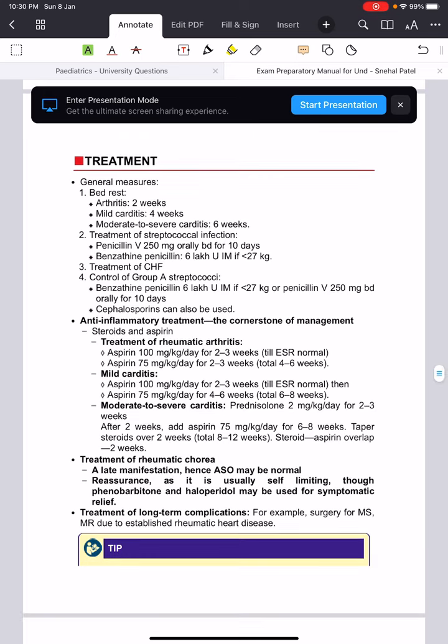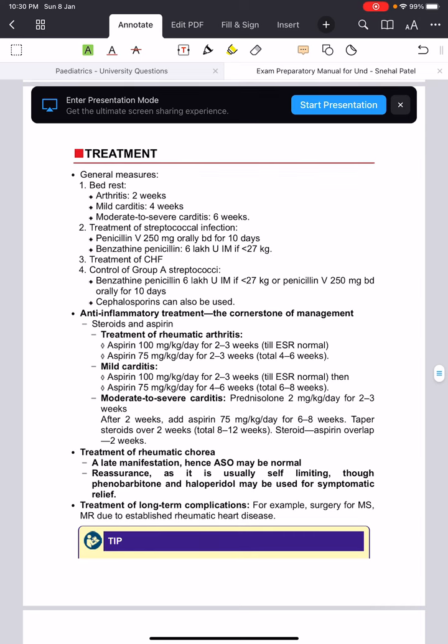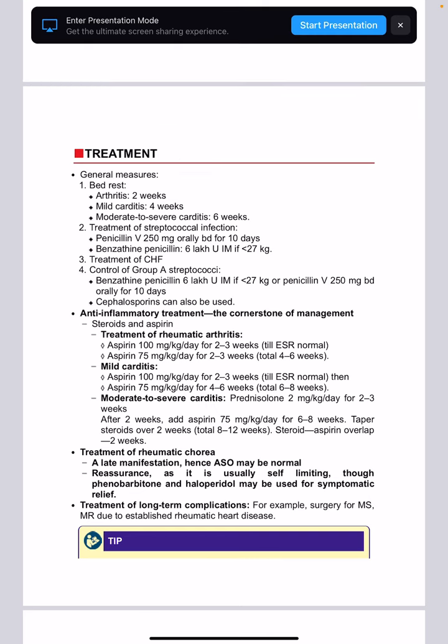What is the treatment? Treatment will be bed rest: for arthritis, 2 weeks. If there is mild carditis, 4 weeks. If moderate to severe carditis, then 6 weeks.